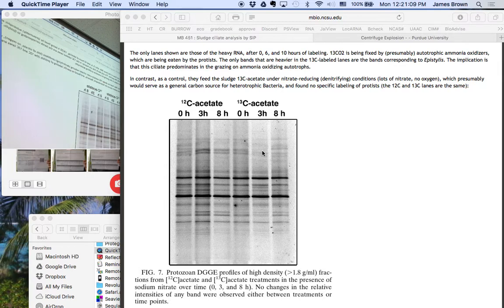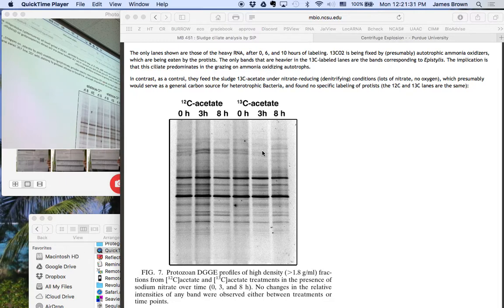Labeling the acetate. Acetate will very quickly get sucked up in there by somebody. And so you might imagine that lots of organisms will get labeled, but then you would see it in lots of products, right? But they don't see that. They see no differences between the heavy and light isotopes. So they're getting incorporation of this heavy isotope in none of the eukaryotes.